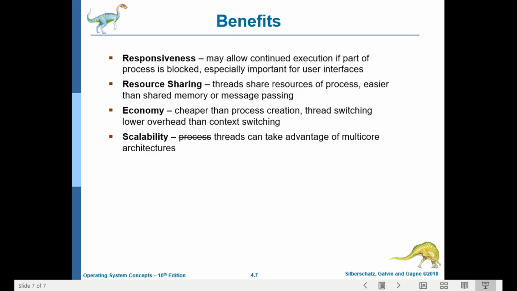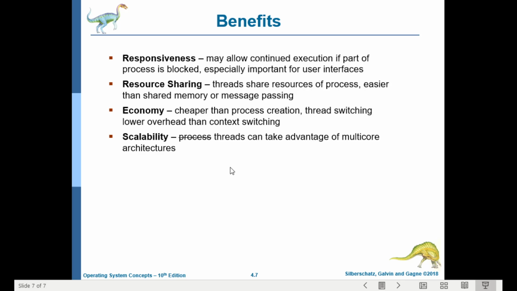The next benefit is economy. Thread creation is cheaper than process creation. Thread switching has lower overhead than context switching. This is also related to resource sharing, since threads share the resources of the process to which they belong, so thread creation is cheaper compared to process creation.